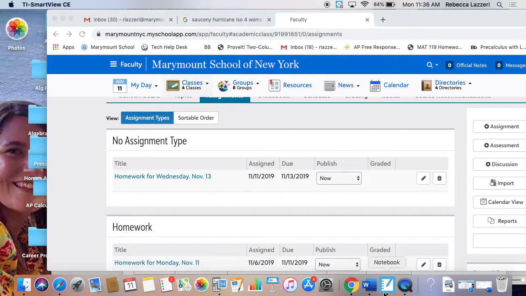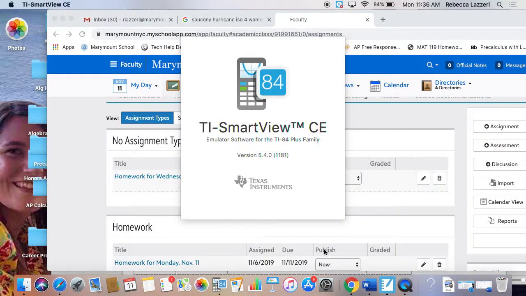Make sure you're in radians, especially if you've been in physics class or something and you've changed it for any reason, or standardized test practice or whatever. Make sure you're in radians.